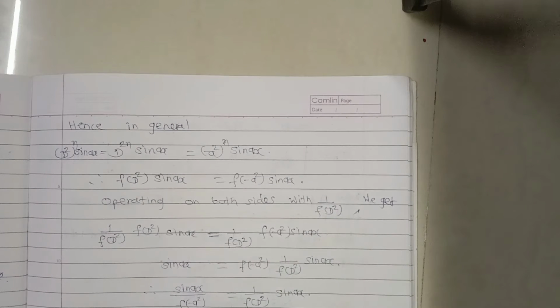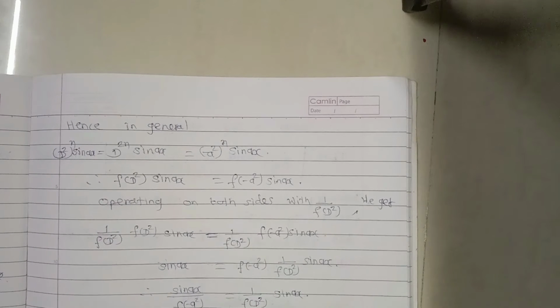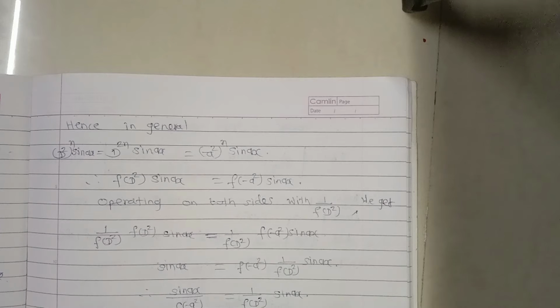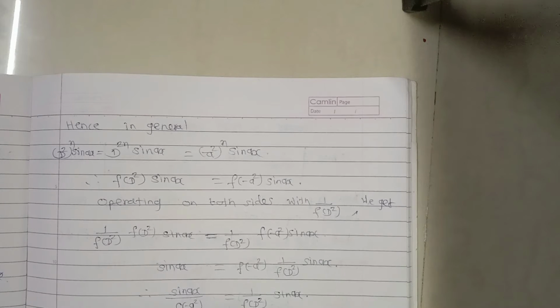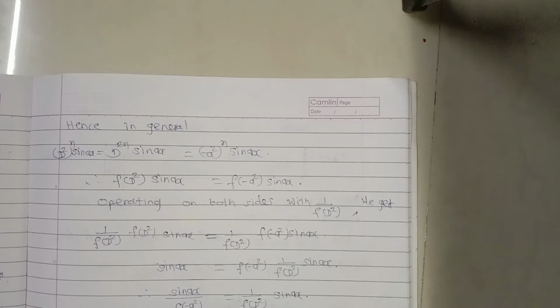This result can be asked for objectively also. 1 upon f of d square sin of x equal to sin of x upon f of minus a square. That means when there are terms of d square, then write minus a square, f of minus a square, where a is the coefficient of x in the operating factor, where f of minus a square is not equal to 0.